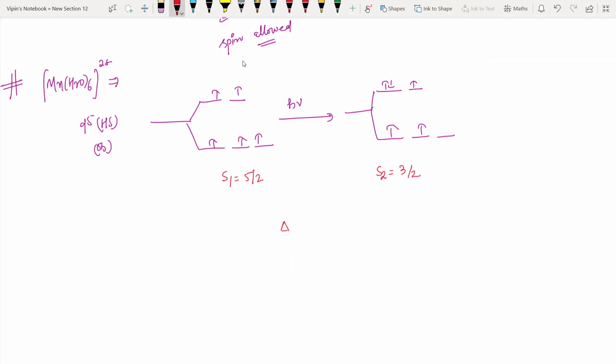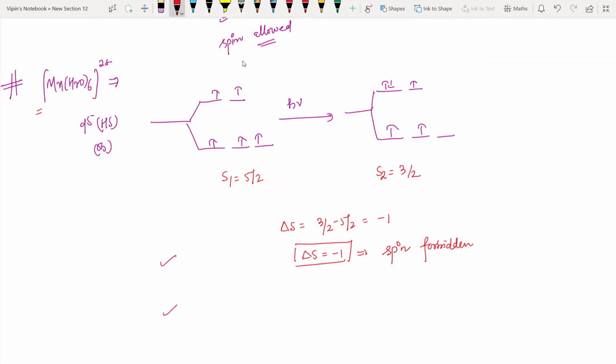The difference between the S values is 3/2 minus 5/2, that is minus 1. It means the electronic transition in this system has delta S equal to minus 1. That is, this kind of electronic transition is spin forbidden, not allowed. We can say that in the case of a d5 high spin octahedral system, the spin selection rule is forbidden.